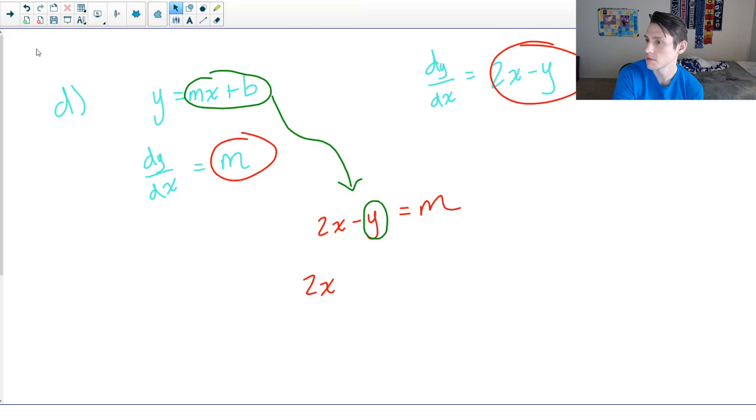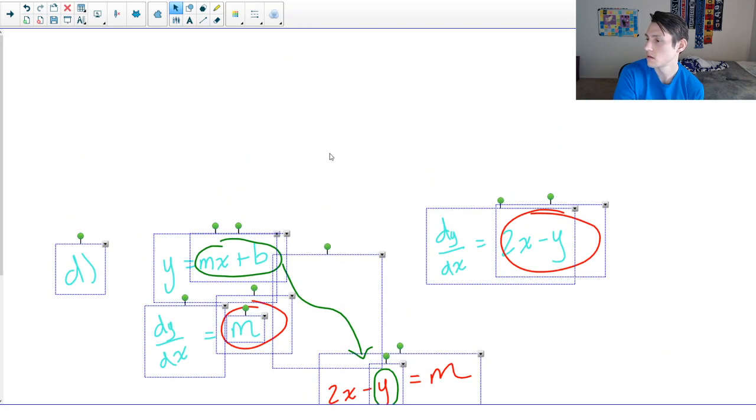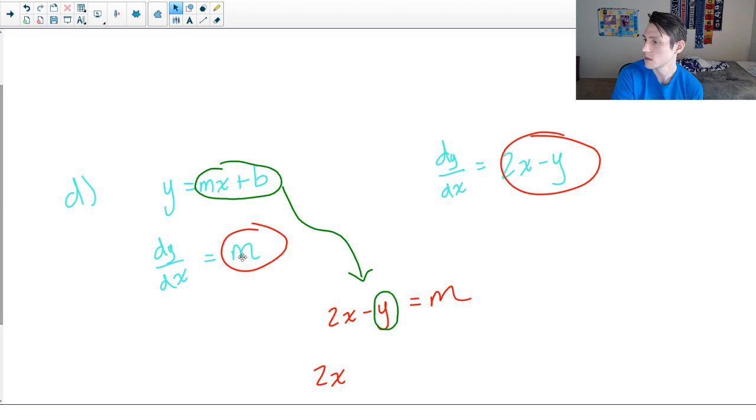I guess you might not be able to see, so let me move that down. If you couldn't see, this was our original equation given to us for dy dx. Over here I took the derivative of y equals mx plus b, so I get dy dx equals m. Since I have two equations for dy dx, I set them equal: 2x minus y equals m. And now I'm substituting mx plus b for y.